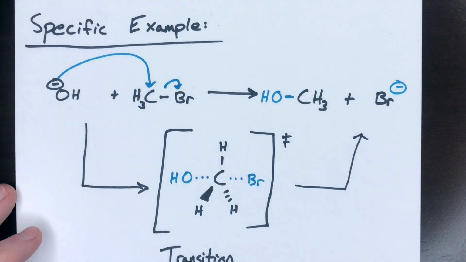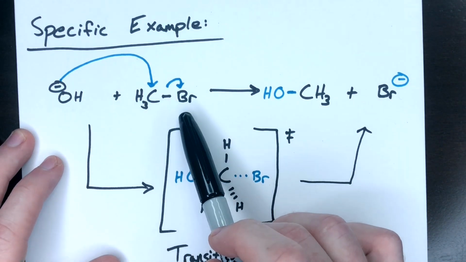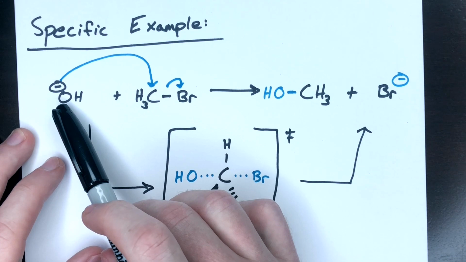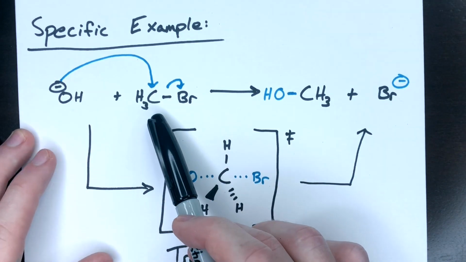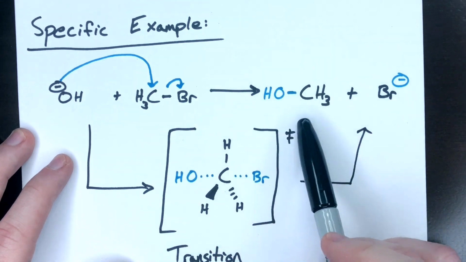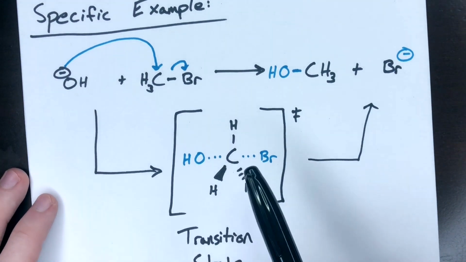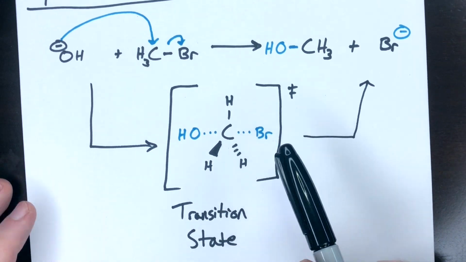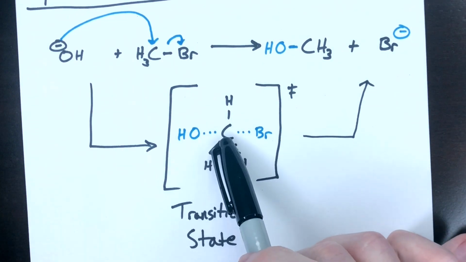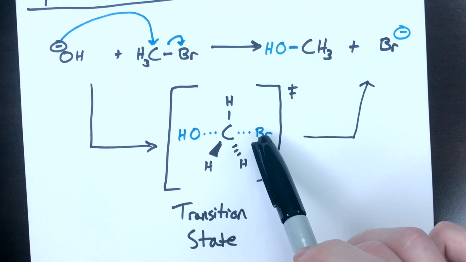So now let's take a look at a specific example of an energy diagram of an SN2 reaction in which a specific transition state forms. So here we have hydroxide and a methyl bromide. Our hydroxide is our nucleophile. This is going to attack the electrophilic carbon. The leaving group, bromine, will leave, and we will get our methanol and bromide. The transition state that we're referring to here is one in which the carbon-oxygen bond is forming at the same time that the carbon-bromine bond is breaking.